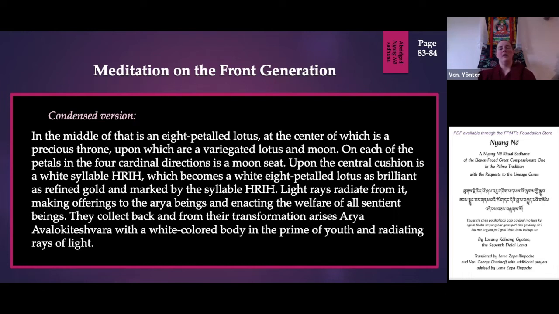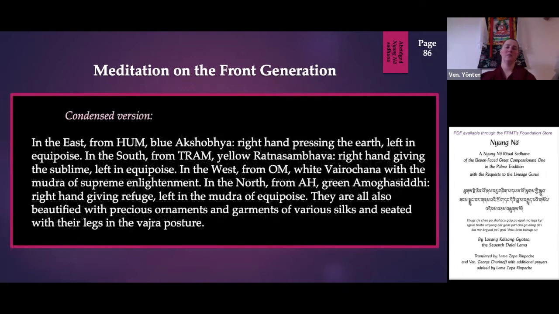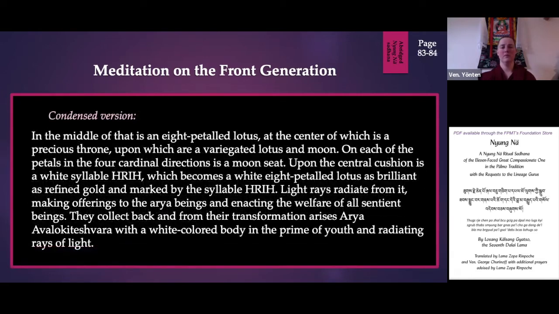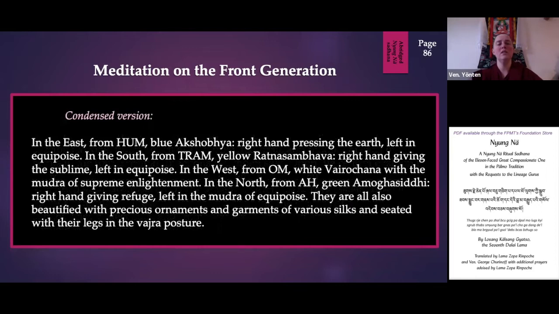They collect back, and from their transformation arises Arya Avalokiteshvara with a white-colored body in the prime of youth and radiating rays of light. In the east, from Hum, blue Akshobhya, right hand pressing the earth, left in equipoise. In the south, from Tram, yellow Ratnasambhava, right hand giving the sublime, left in equipoise. In the west, from Om, white Vairochana, with the mudra of supreme enlightenment.